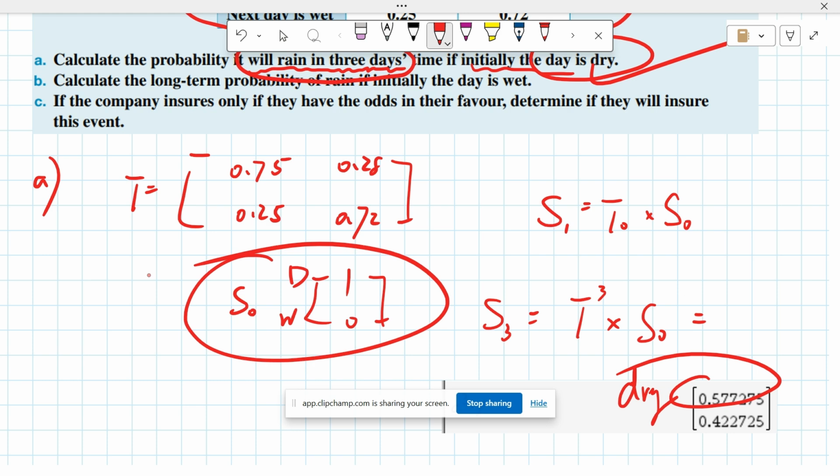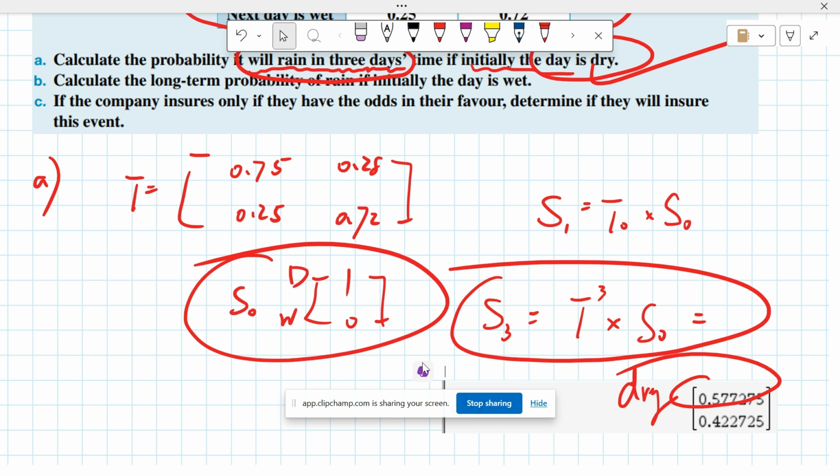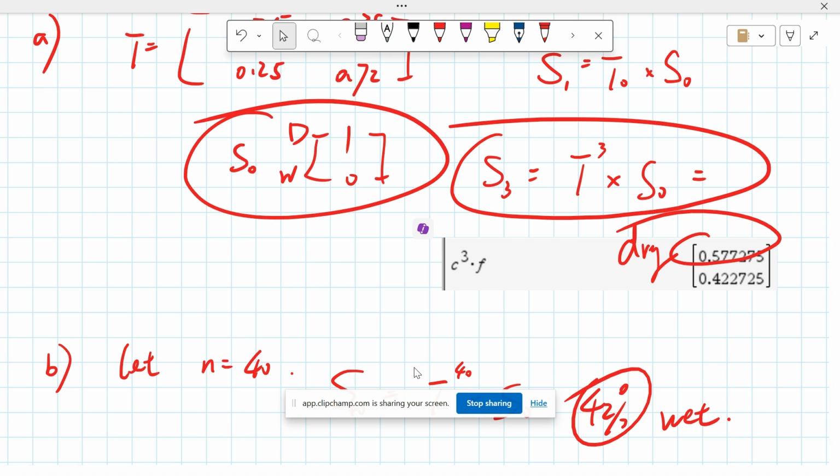Secondly, to find the next 3 days, we use the recurrence relation straight away, which is the transition matrix to the power of 3 multiplied by the initial state matrix. And then you will find the probability. There's a 57 or 58% chance it's a wet day and 42% will be the dry day.